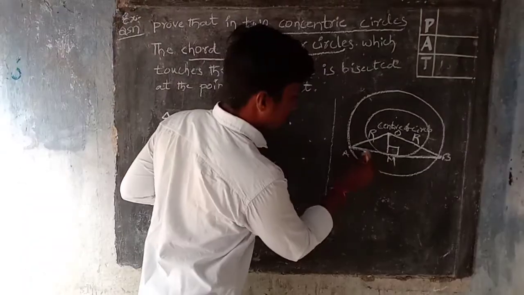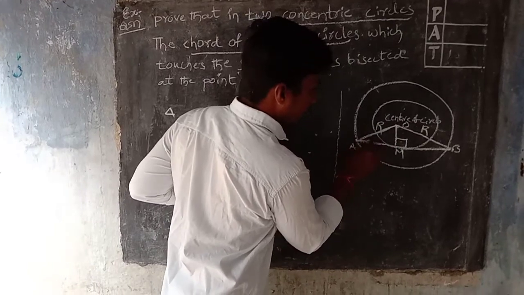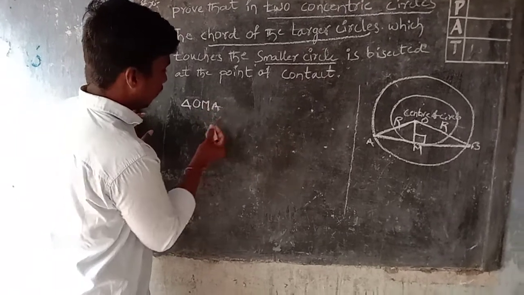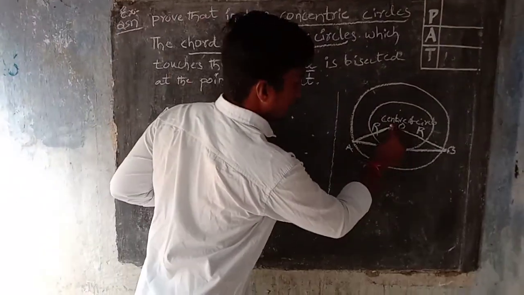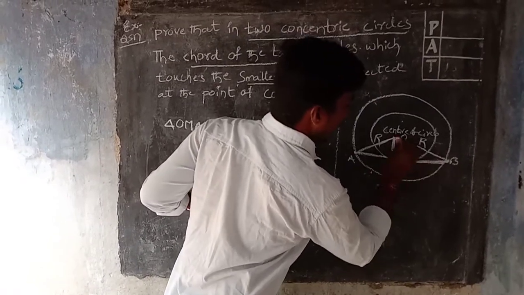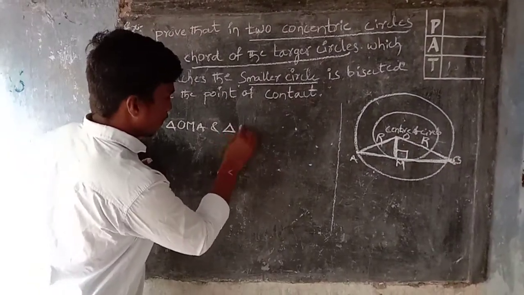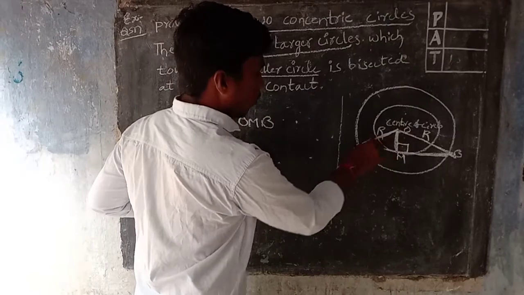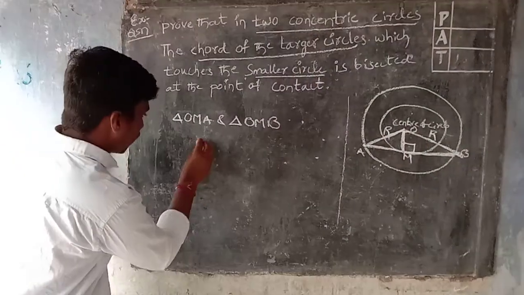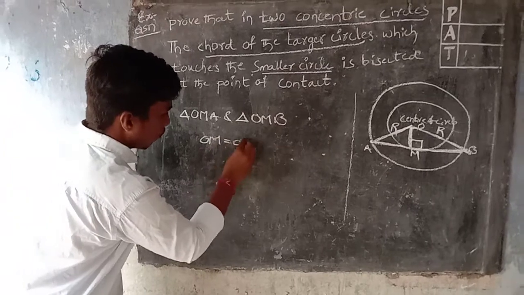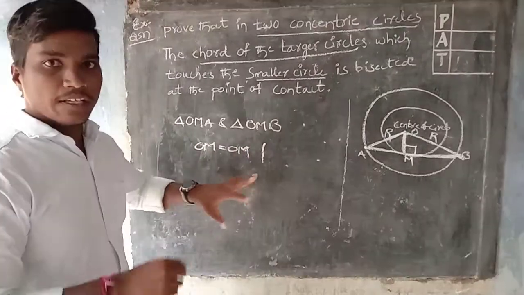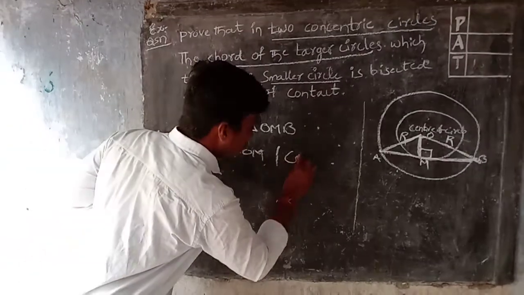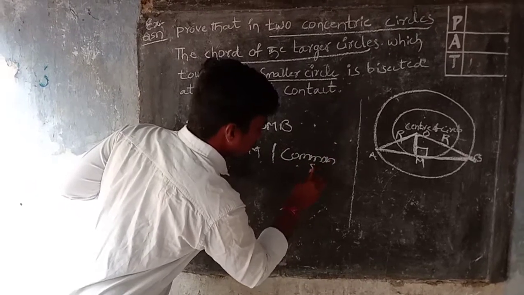triangle OMA and triangle OMB. OA equals OB, and here OM equals OM. We have already seen this in the previous video. I will tell you that OM equals OM means it is a common side.